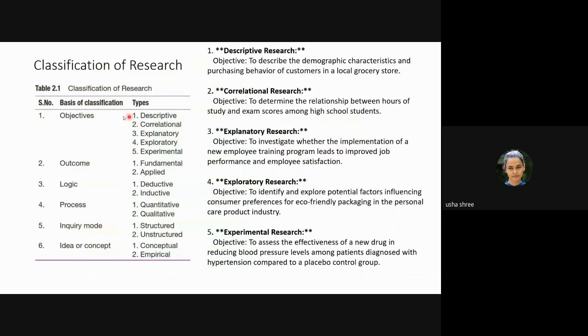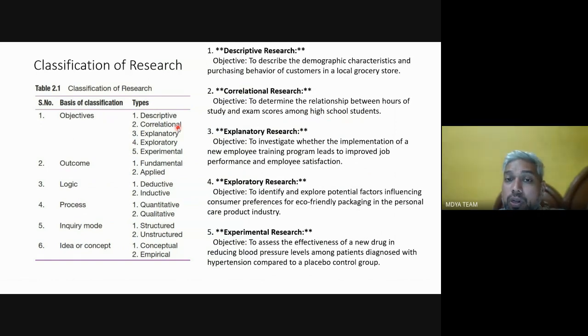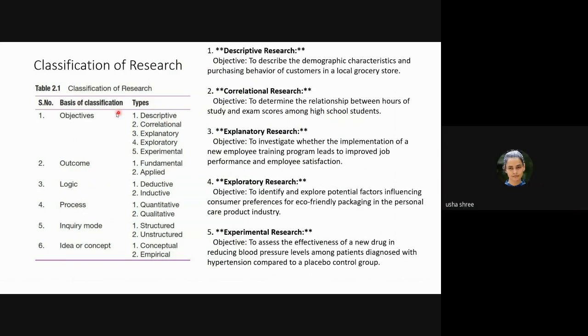In one research, we can get all these aspects, right, sir? Describing demographic details and correlating. One research at a time may have one type of objective. That was my question: will it have more than one kind of research included in a particular study?